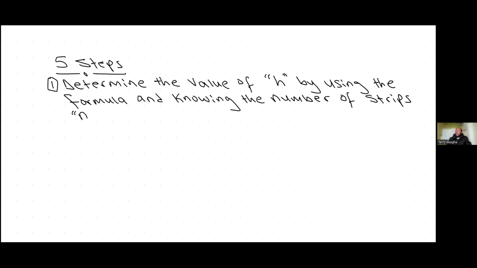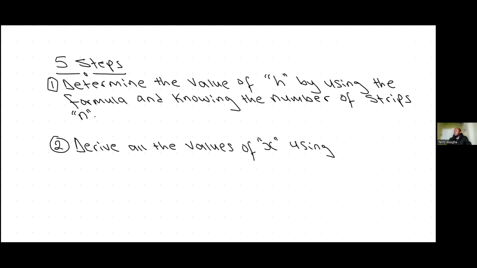After you've done that, the next thing you need to do is to derive all the values of x using the value of h gotten from step 1.